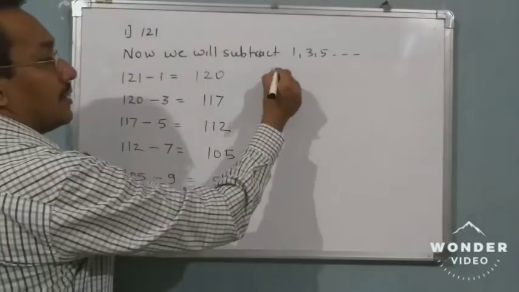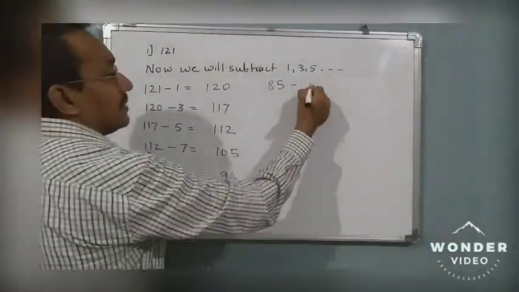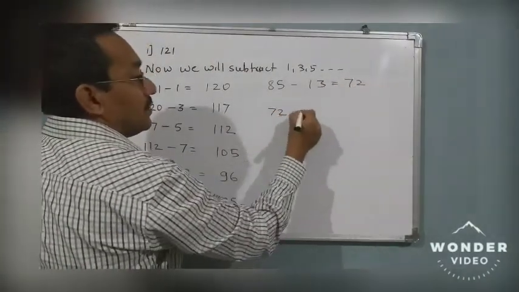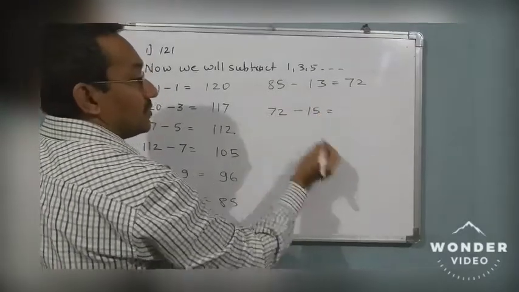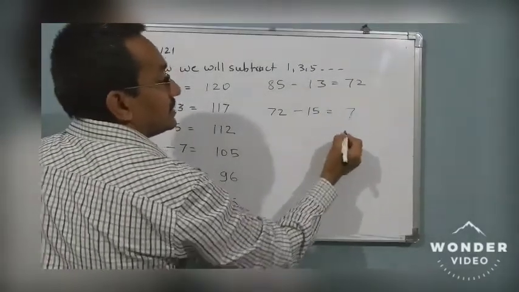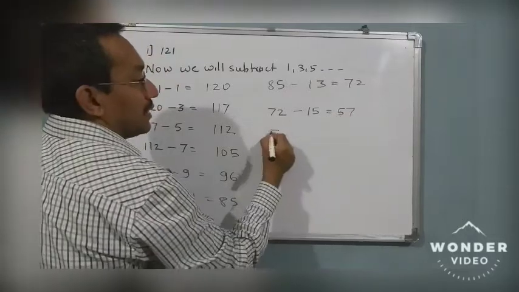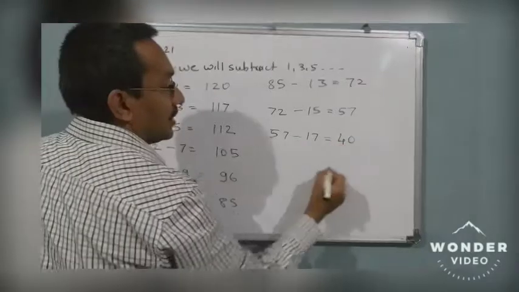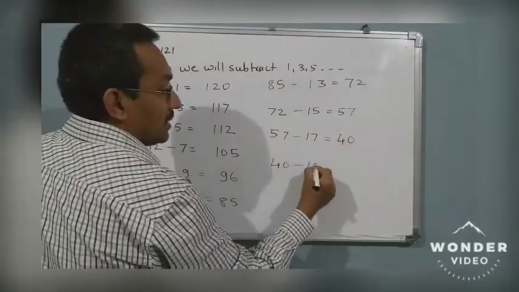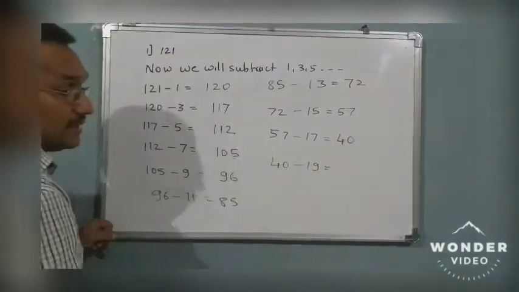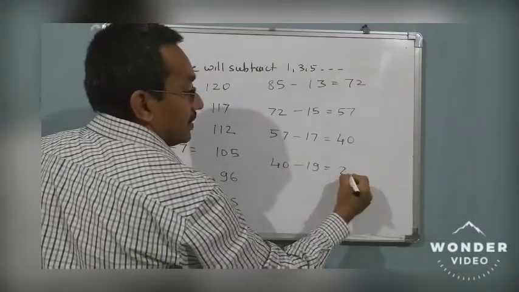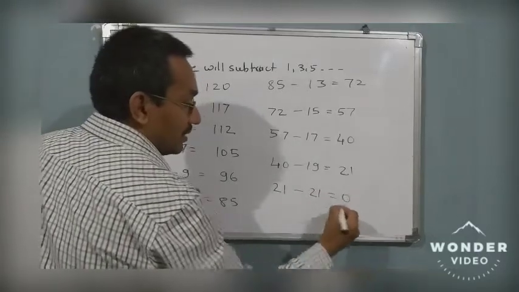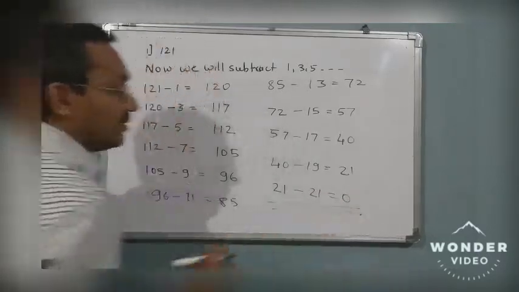Again we continue. 85 minus 13, our answer will be 72. 72 minus 15 will be 57. Again 57 minus 17 gives 40. 40 minus 19, how much are we getting now? 21. And 21 minus 21, here we are getting 0. This is the final part.